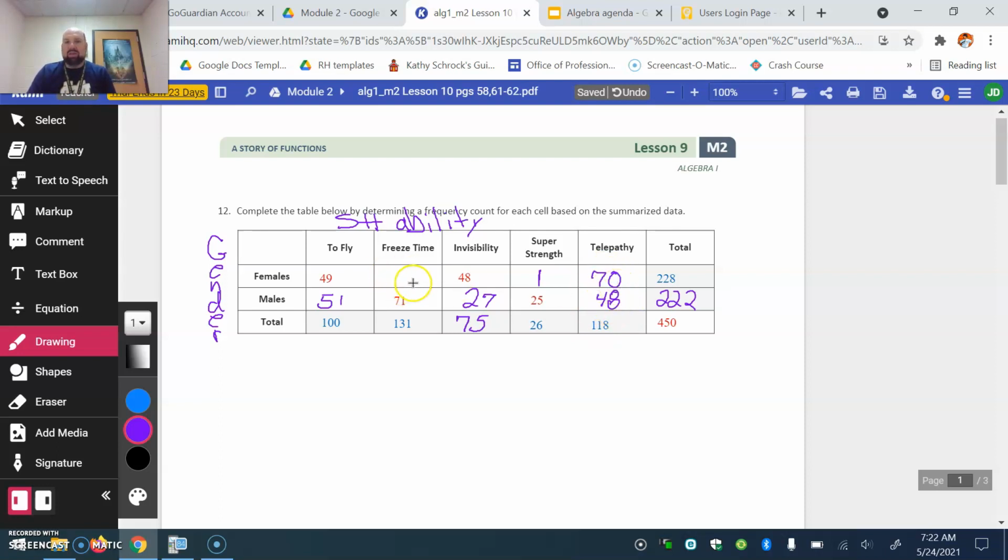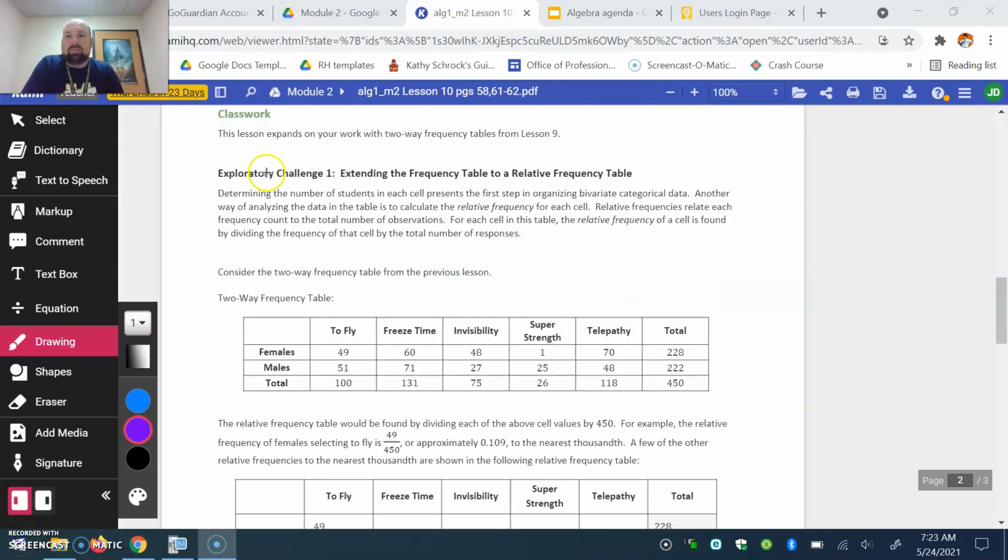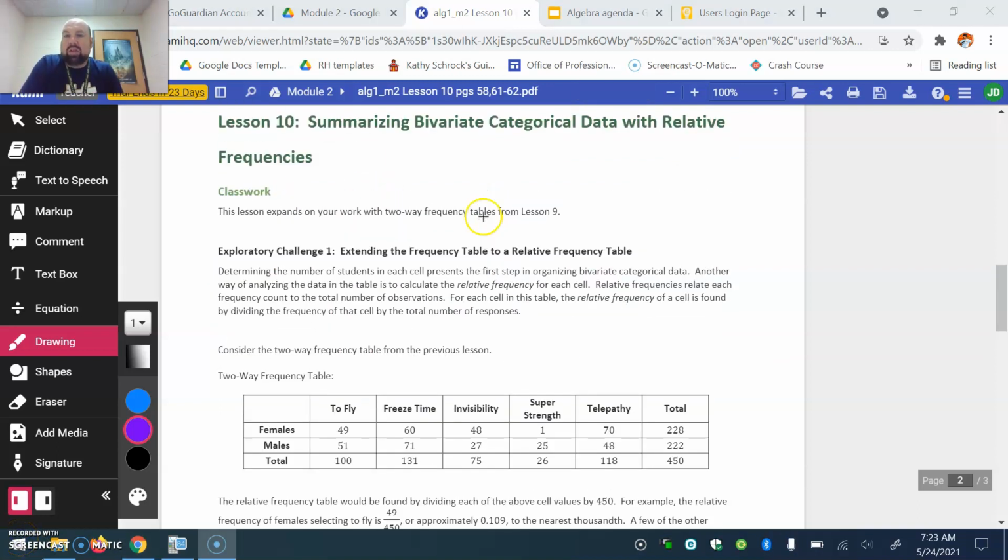And now I have one field left. You can do that a number of ways. Do 131 minus 71. That's probably the fastest, and you get 60. So that's how you fill out a two-category bivariate table. This we're going to use for our actual lesson 10, which I'll meet you at page 61 right in a few seconds. Okay, so we're over on page 61, and this is the beginning of lesson 10.